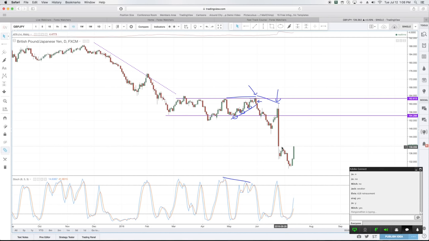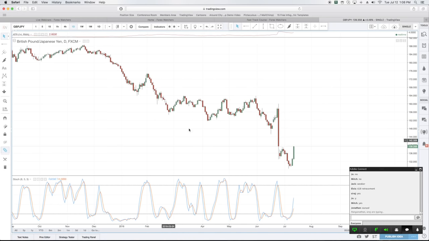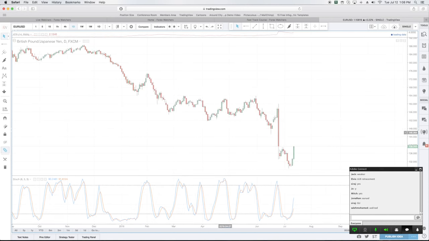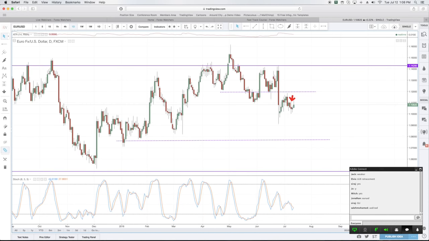Okay, next pair, EURUSD. Okay, this can be applied on all time frames. You don't have to do it on the daily, because I'm doing it on daily. Okay, we'll work from EURUSD, work to pound. Okay, let's remove all this.